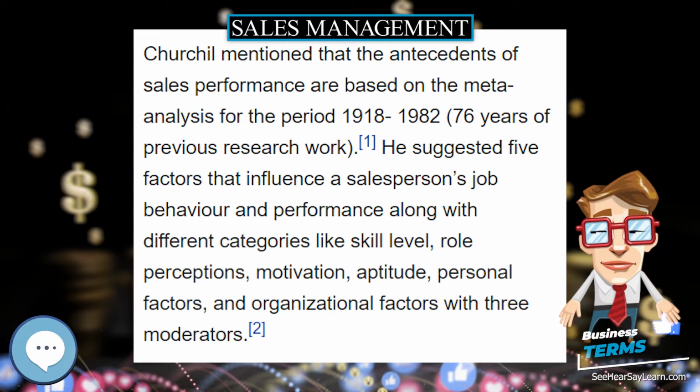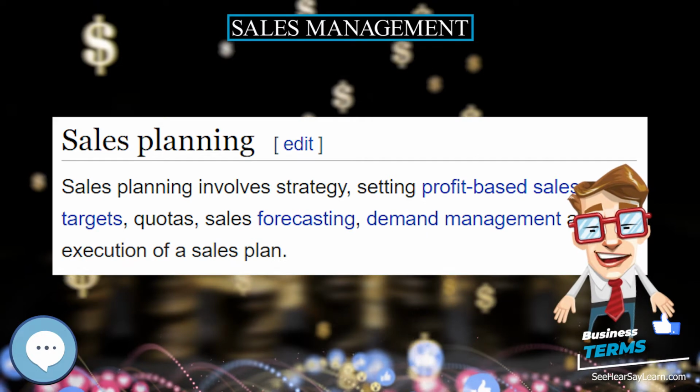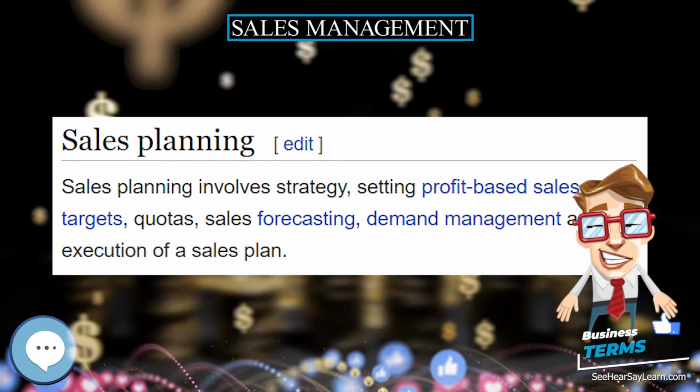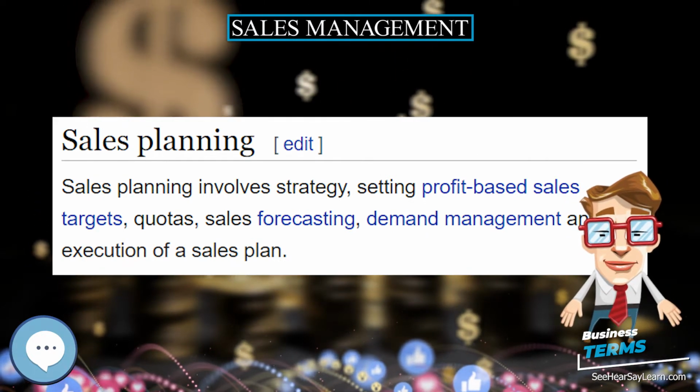Sales manager is the typical title of someone whose role is sales management. The role typically involves talent development.